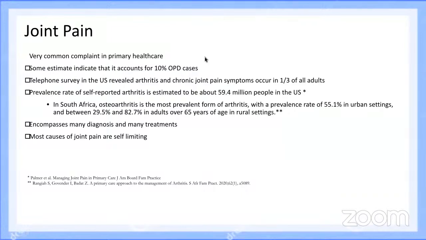Statistics in South Africa are a bit more difficult to obtain, and what we have found is that the most prevalent form of joint pain that comes in primary healthcare settings in South Africa, including arthritis, has a prevalence rate of 55% in urban settings, and between 30 and 82% in adults over 65 in rural settings. Now, generally joint pain encompasses various diagnoses and different sorts of treatment, and most of them are self-limiting. So that's why we have a quick approach, so we can go through it and understand one of the ways in which to determine the diagnosis that we are coming across.